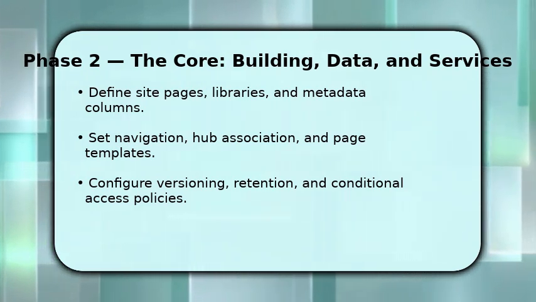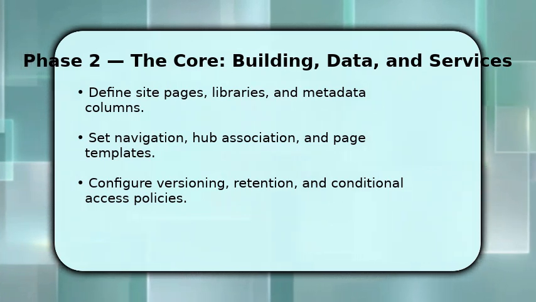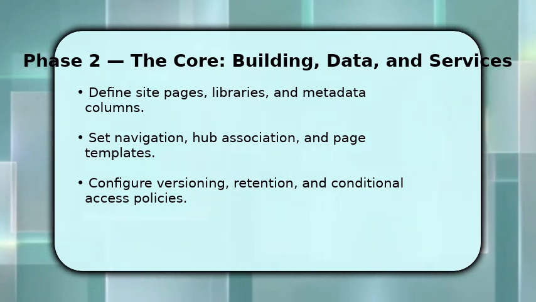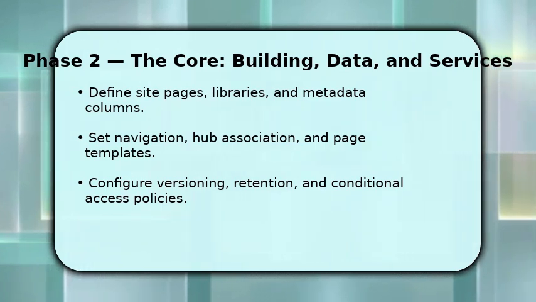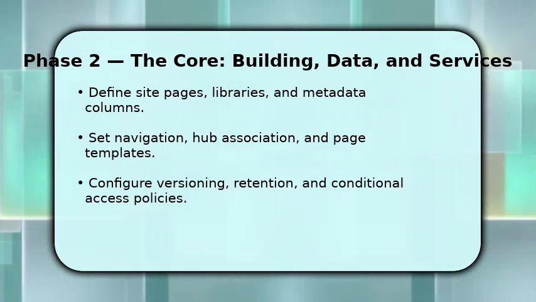Configure navigation, global and local, and link to a hub site if you need cross-site consistency. Make sure to enable versioning and retention on libraries and apply conditional access for sensitive content. These choices control long-term governance and user experience, so align them with your information architecture.